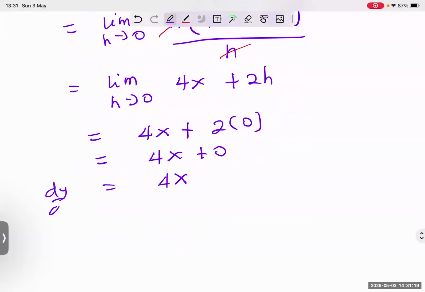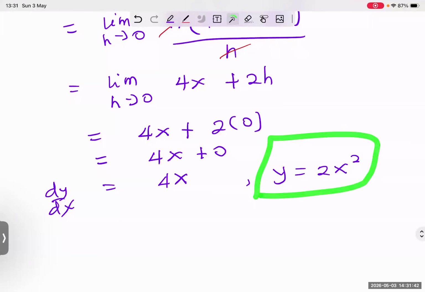So my dy/dx is equal to 4x, where y was equal to 2x squared. Using the first principle of derivative, this is the solution we have. The question says, verify your answer using the power rule. To verify our answer using the power rule, the first step is to make sure that your function is in the power form. In the power form means that you have an x raised to the power of a number. And yes, it is in the power form because I have an x raised to the power of a number.